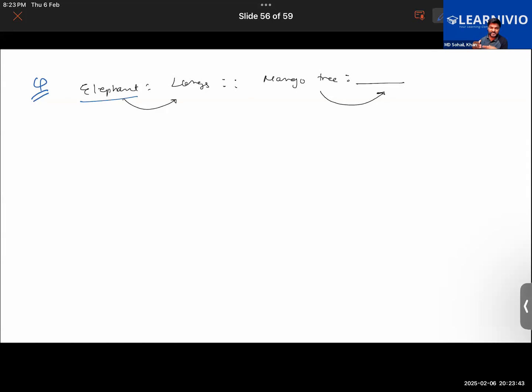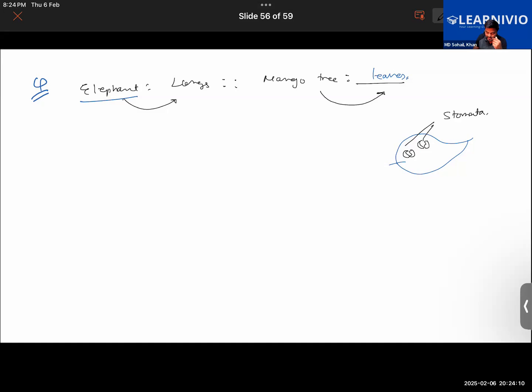Elephants breathe with the help of lungs. A mango tree breathes basically via the leaves. Why the leaves? How can it breathe through the leaves? The leaves have tiny pores on them, tiny openings called stomata.